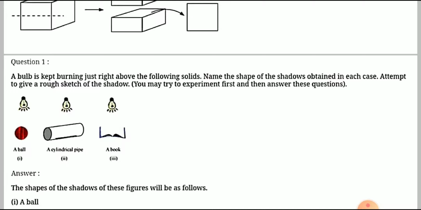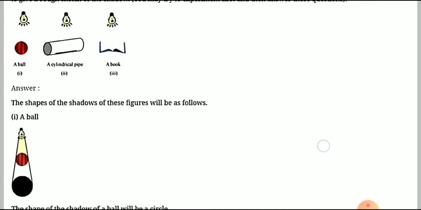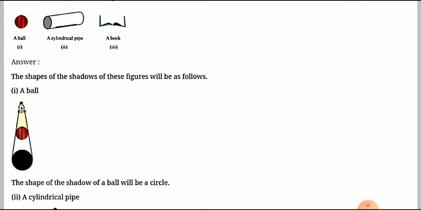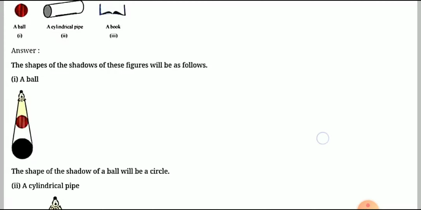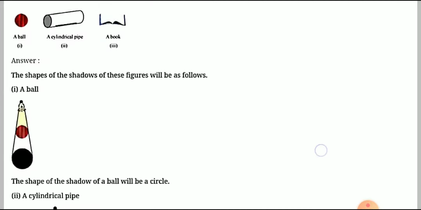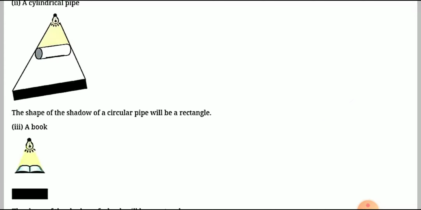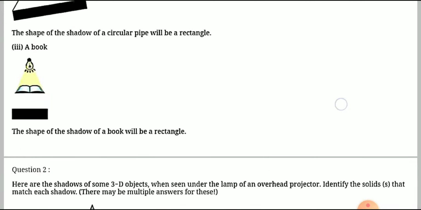So here when you light the bulb in front of the wall and the ball is in between, then you will get a shape like a circle. For a cylindrical pipe you will get a rectangle, and for a book here also you will get a rectangle shape.